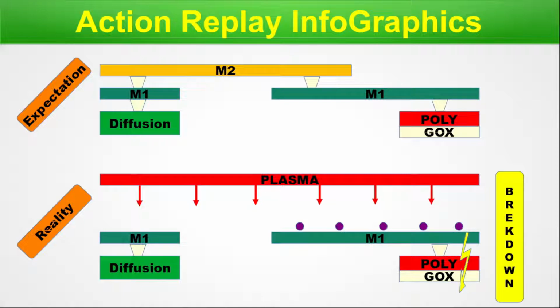So even before reaching the realistic process step, where in the above picture you can see the M2 is connecting, in the M1 etching step, the plasma induced charge, also known as the antenna phenomenon, happens, and it damages the gate oxide from the right hand side. This is a realistic action replay, meaning whatever we expect ideally and what happens in the actual world. We are done with this infographic.